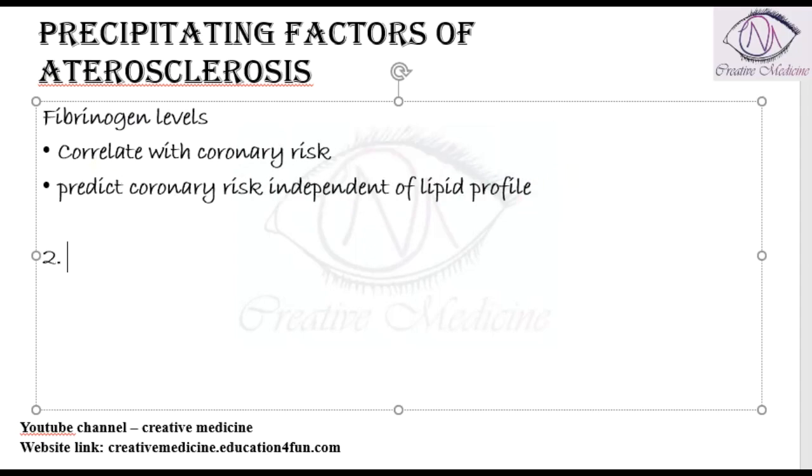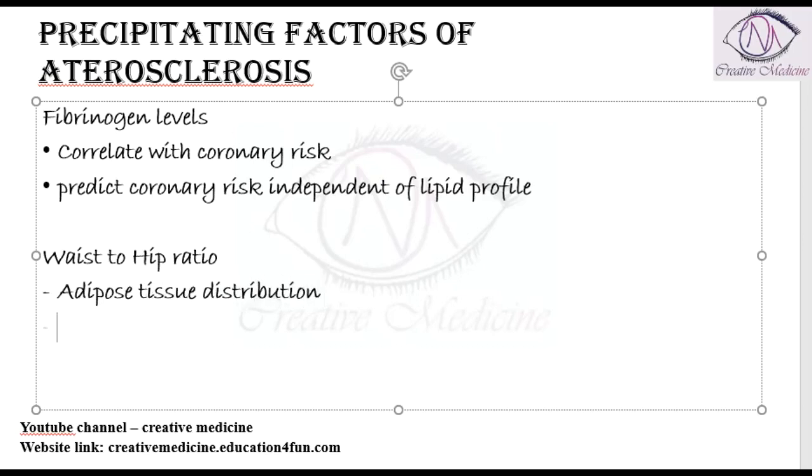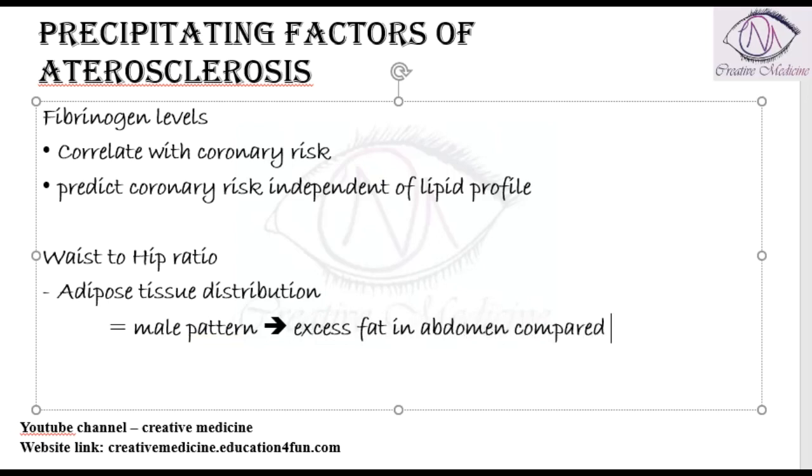The second one is waist to hip ratio. This waist to hip ratio will tell us about the adipose tissue distribution in the patient. This adipose tissue distribution can be of male pattern or female pattern. In the male pattern, excess fat is present in the abdomen compared to the thighs and hips, whereas in the female pattern, excess fat will be in the hips compared to the abdomen.